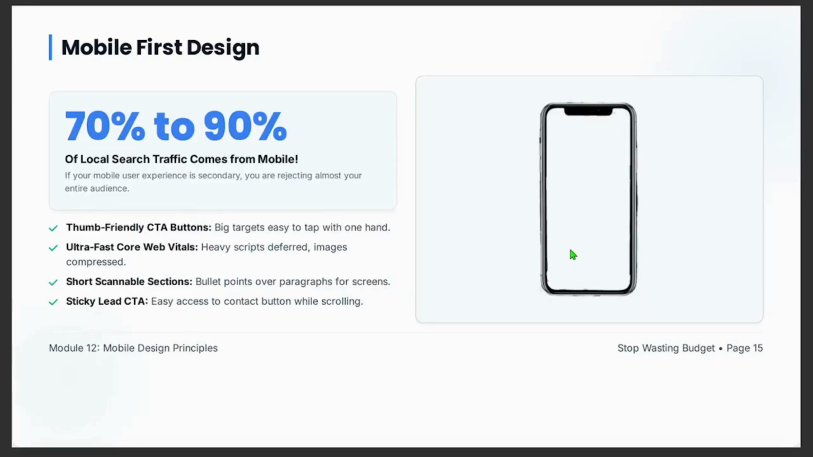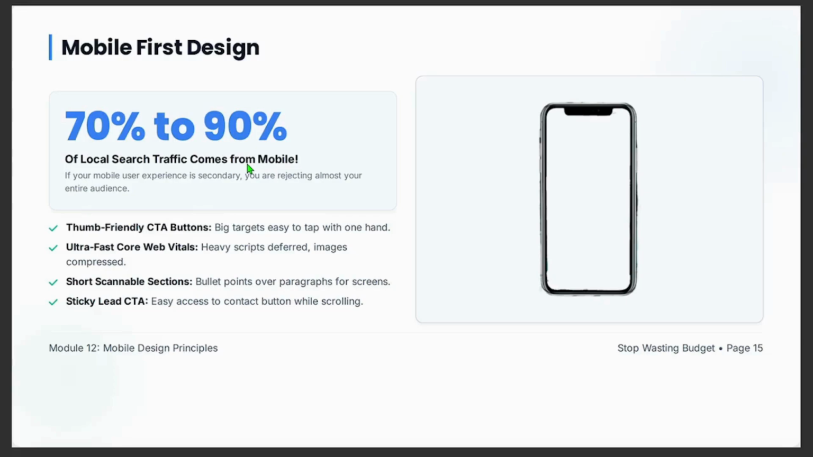And now, mobile first design. Here is an important statistic: 70% to 90% of local traffic comes from mobile devices. Okay, 70 to 90% of customers come from mobile devices. That means most of your users are on their phones, so your landing page must be mobile friendly.